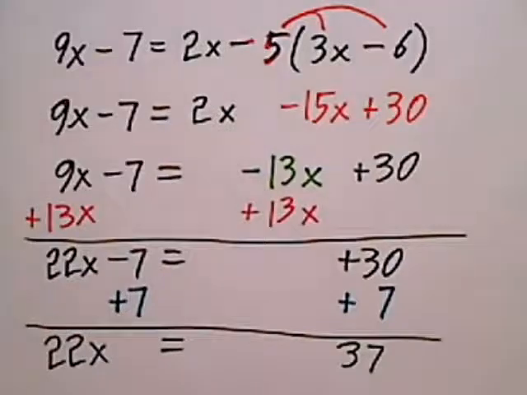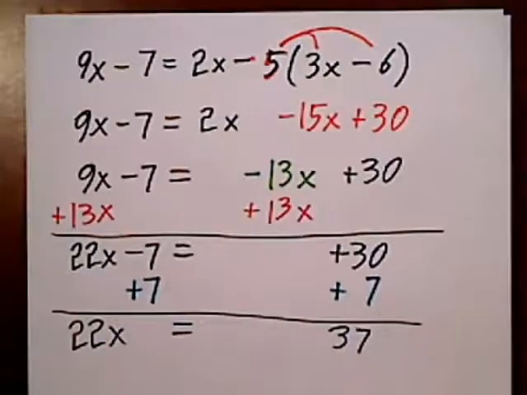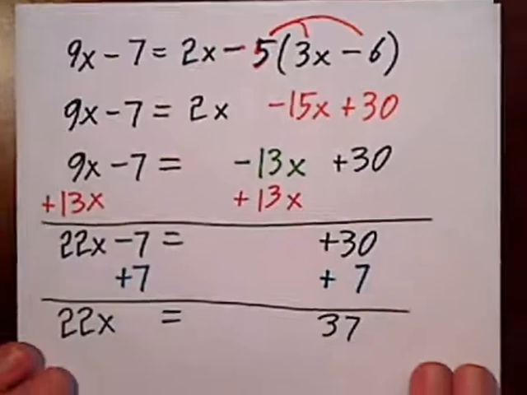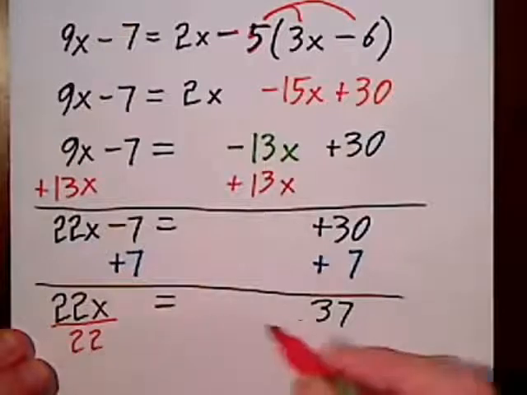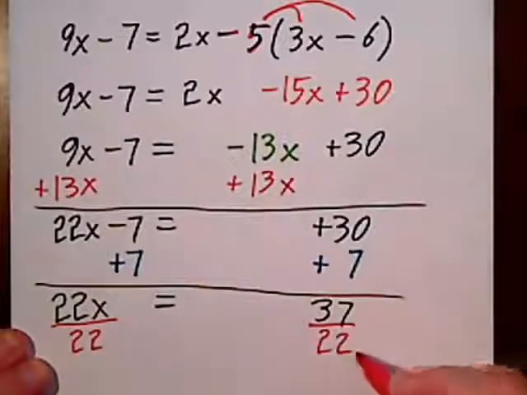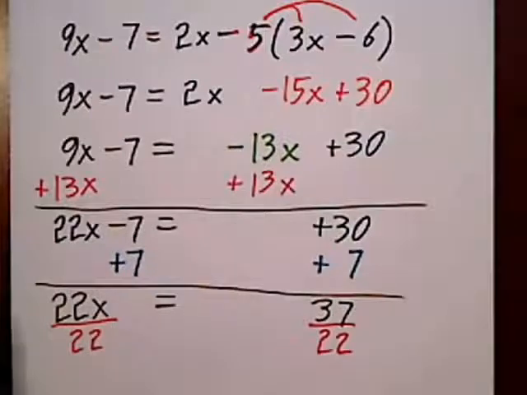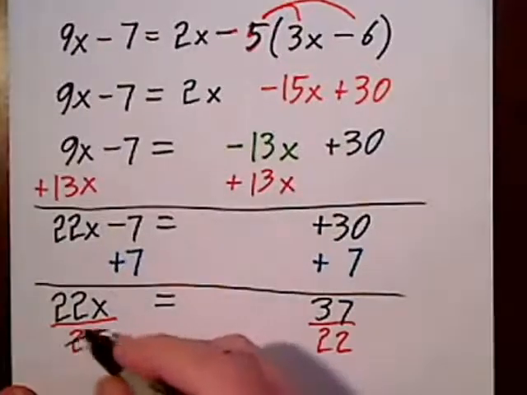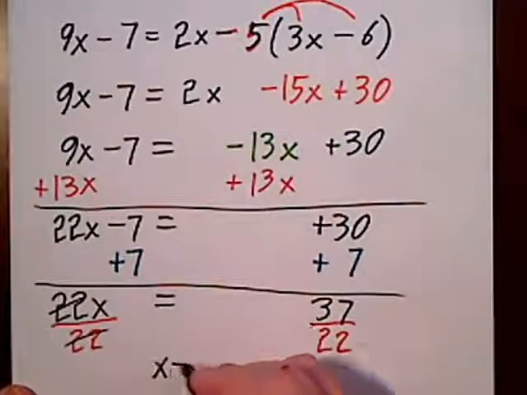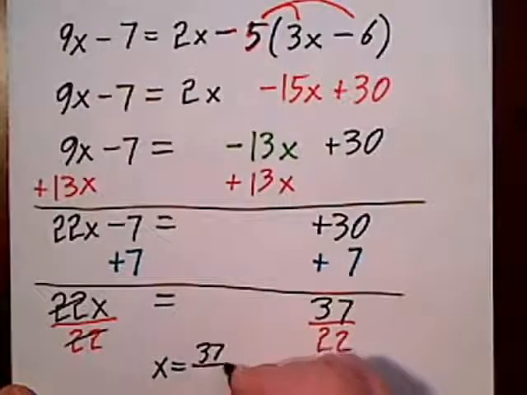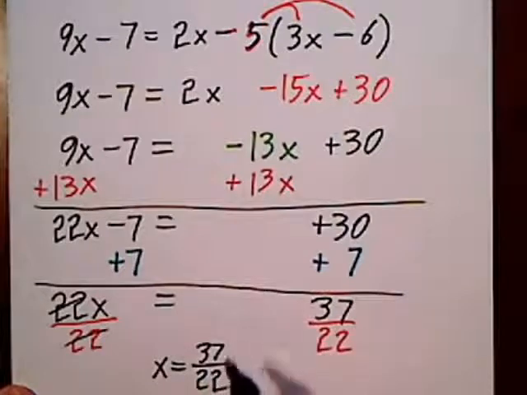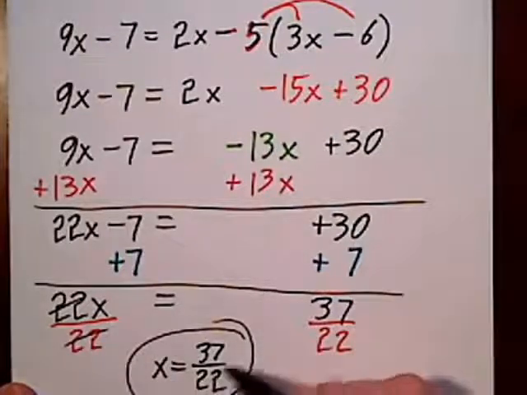Last step, you want to get rid of your 22. It's held there by multiplication. The opposite operation is division. So we will divide by 22, divide by 22. 22 goes into 22 one time, so x equals, and this cannot be reduced, 37/22 is your answer. No need to write that as a mixed number.